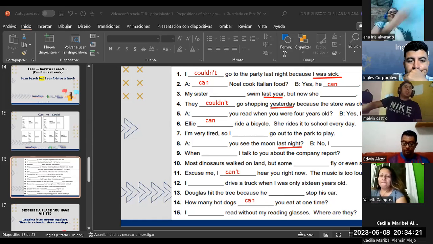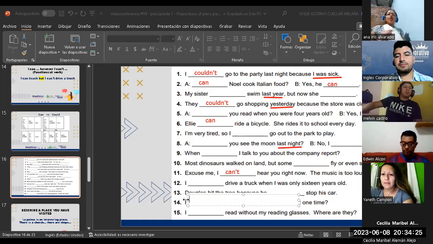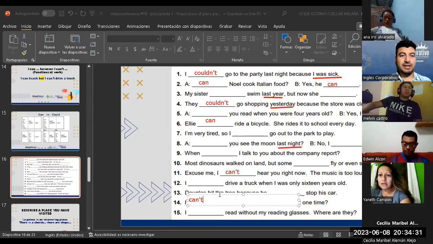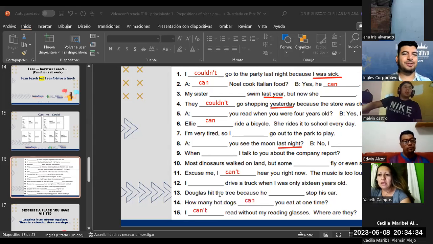Number 15. I can read without my reading glasses. Where are they? No puedo leer sin mis lentes. ¿Dónde están ellos? Where are they? Good.